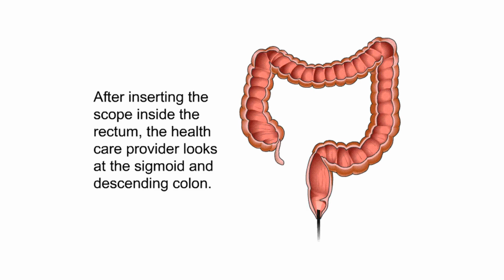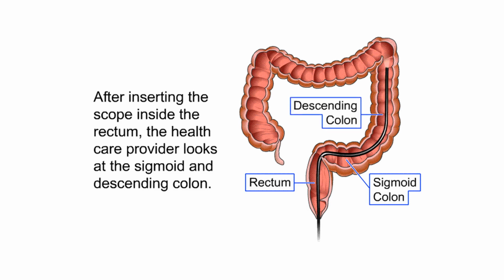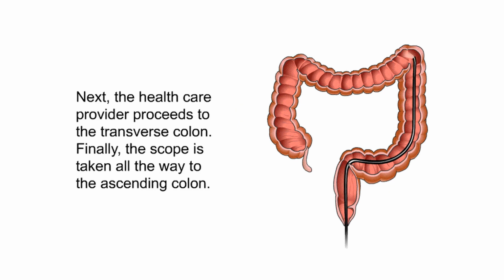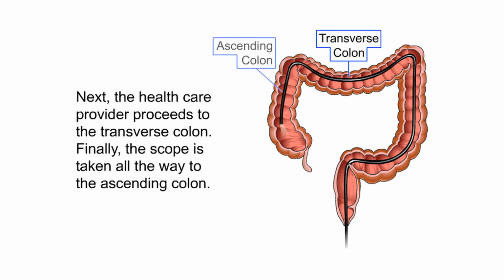After inserting the scope inside the rectum, the healthcare provider looks at the sigmoid and descending colon. Next, the healthcare provider proceeds to the transverse colon. Finally, the scope is taken all the way to the ascending colon.